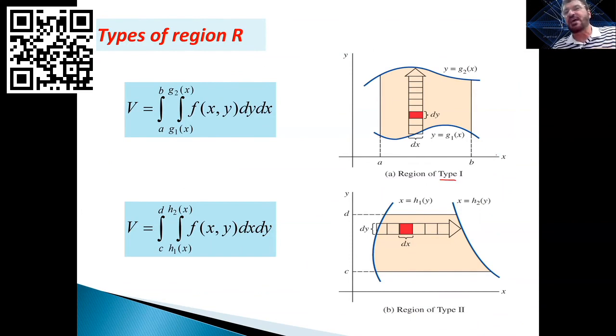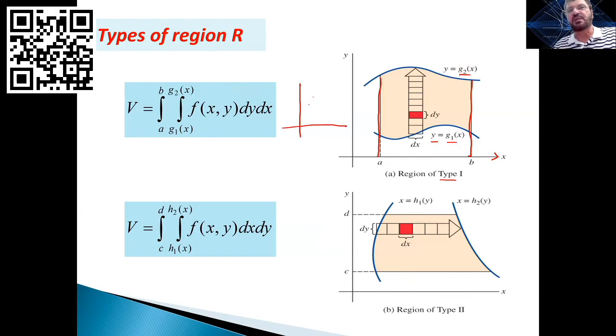Whenever on the x-axis, it's a straight line. As you see, it's a straight line on the x-axis from A to B. So these two boundaries on the x-axis are straight lines. On the y-axis, they are curves, like y equal g1 at the bottom and y equal g2 on the top. So the top and the bottom of the region are curves, functions, while the sides are what? Are points. And by the way, the shape can be like this too.